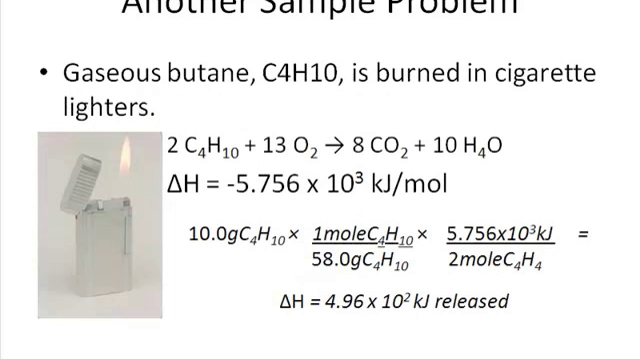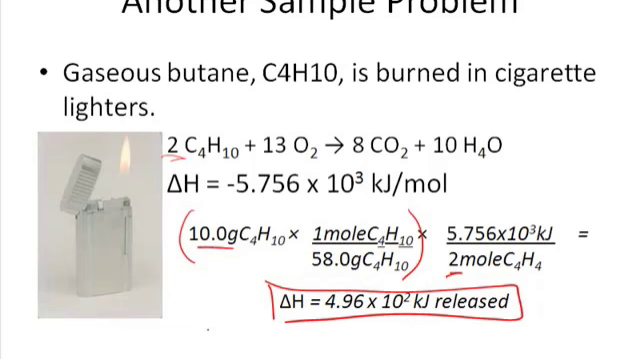Here's one more final problem, again, where gaseous butane is burned in cigarette lighters. Again, notice how if we have 10 grams of this, how much energy will be used. The 2 moles comes from this, and we get that as our answer. Okay, so this is our mole conversion, this is our energy conversion, and so on and so forth.